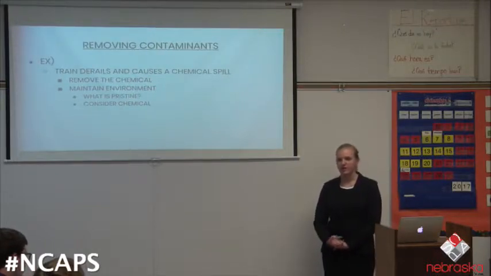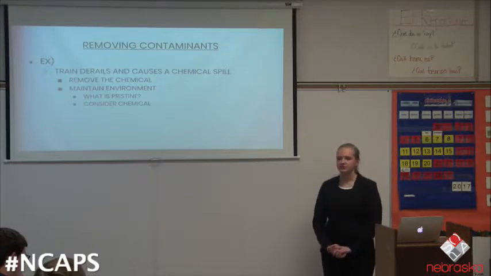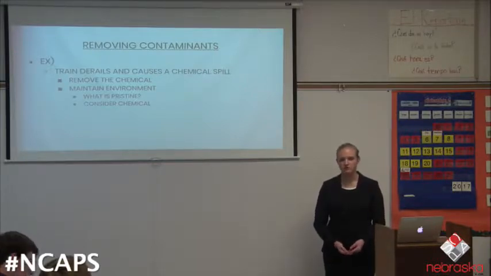Another thing that an environmental engineer would be called to do is remove contaminants. And so my example for this situation is if a train derails and causes a chemical spill. If the chemical was dangerous, it would need to be removed. And the goal of an environmental engineer is to maintain the environment. You want to protect the environment and make sure that it's in balance.